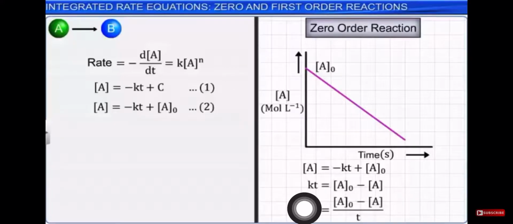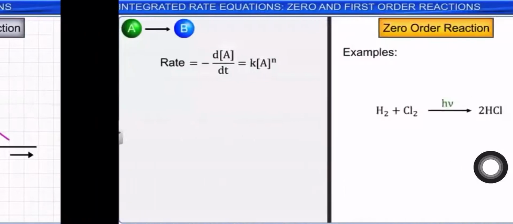So we want K only. So what will happen to T? T will go down. By this we will get the equation of K, that is A initial minus A upon T. Okay, so for a zero order reaction we can calculate K by the equation: concentration A0 minus A upon T, where A0 is our initial concentration.